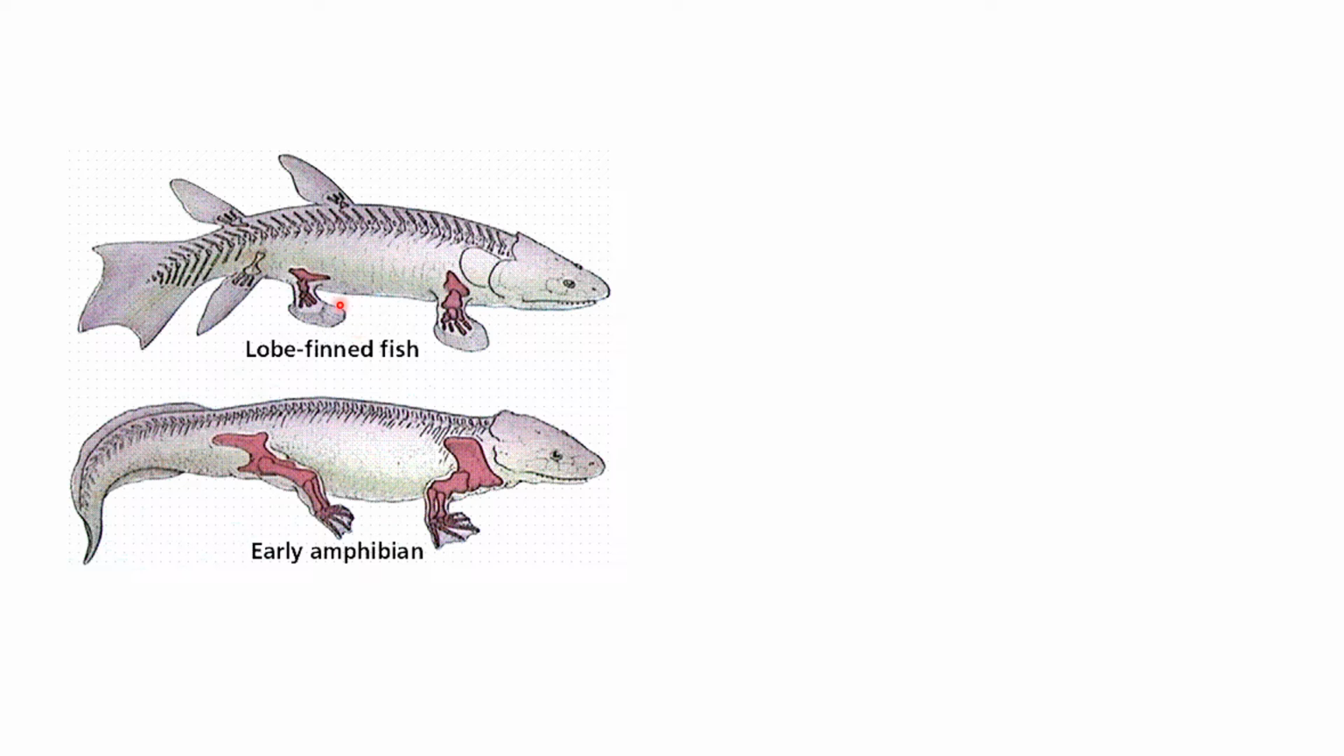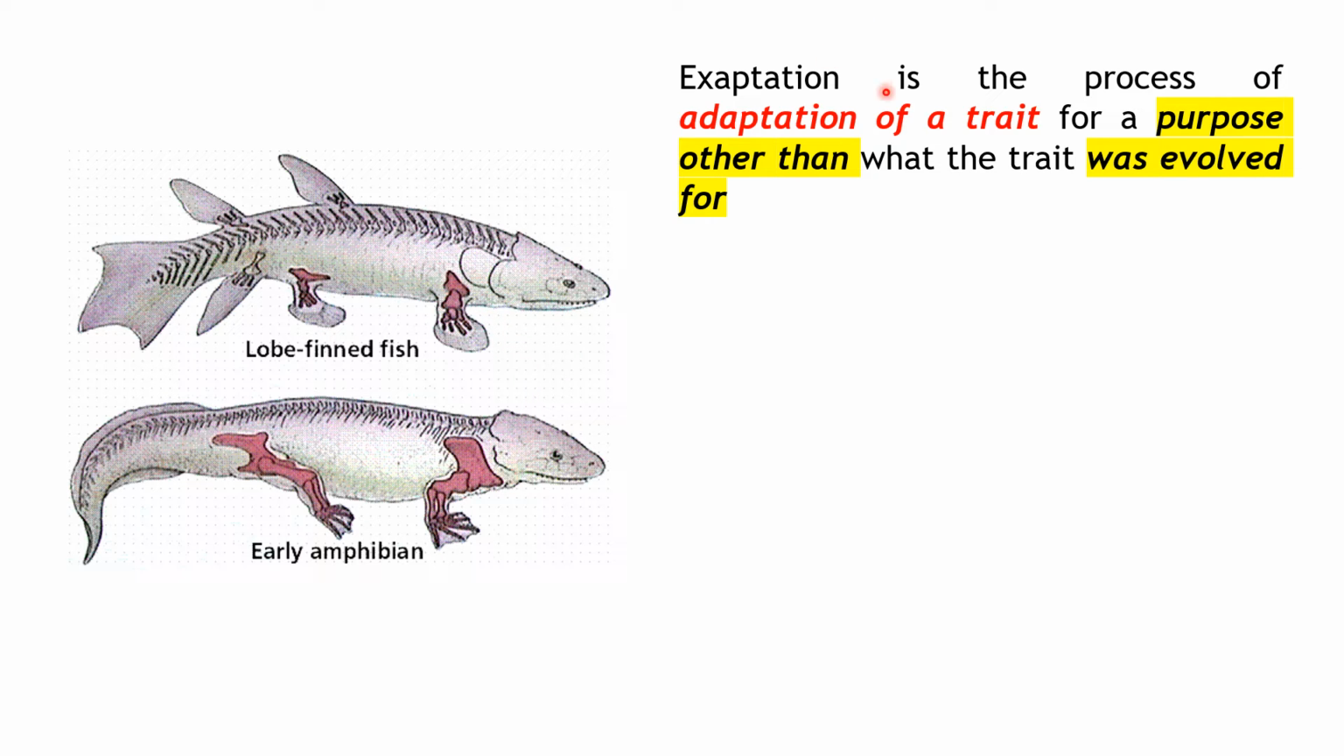And here we have a fish that uses this limb, that is a fin, to swim, while here in early amphibians, it is used for walking. Yeah, this is an example of a trait that changed, and it evolved with one purpose and then was modified to have a different purpose, from swimming to walking. And exaptation is exactly that. Exaptation is the process of adaptation of a trait for a purpose other than what the trait was evolved for. So it was evolved for swimming, now it is used for walking.